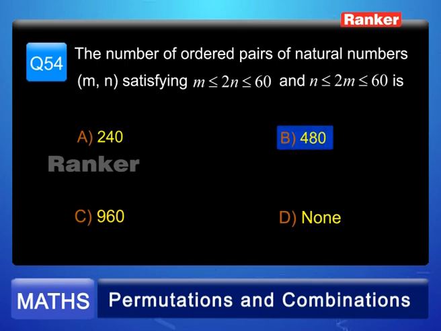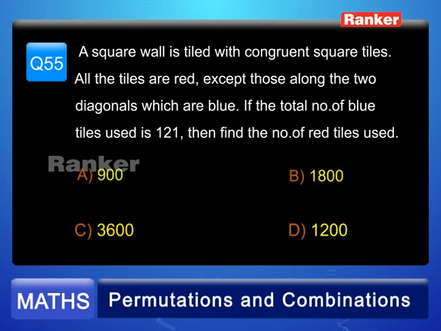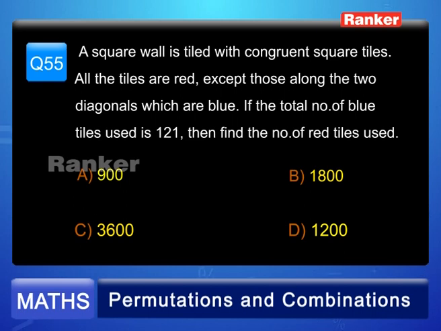That is the question. The next question before us is question number 55. In this question, a square wall is tiled with congruent square tiles. All the tiles are red except those along the 2 diagonals which are blue. If the total number of blue tiles used is 121, then find the number of red tiles used.